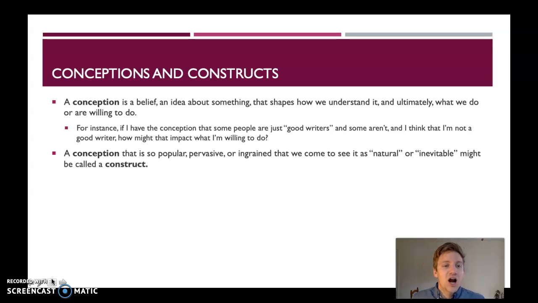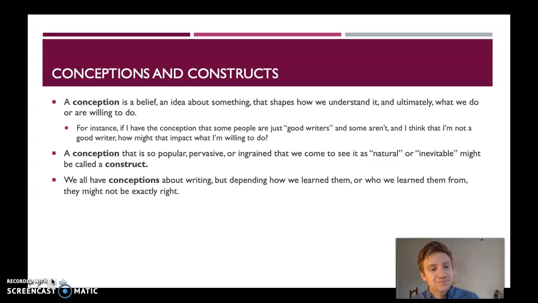So a construct, we might call it a conception, is an idea, a way of thinking that's so popular, pervasive, or ingrained that we come to see it as natural or inevitable. It just seems to be, right? That's the idea of a construct.